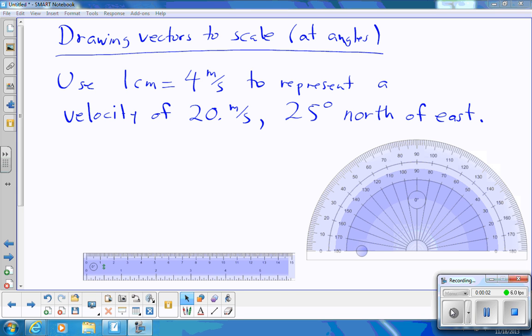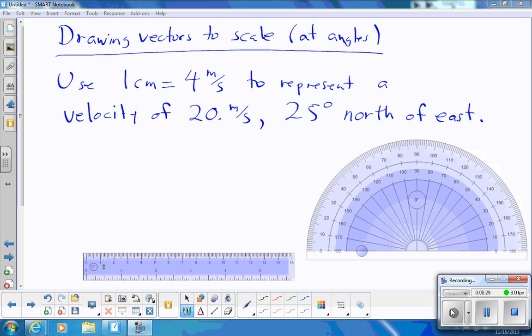Okay, we are now going to draw vectors to scale at angles. As you can see by the problem here, we're going to use a scale of 1 centimeter equals 4 meters per second to represent a velocity vector, which is 20 meters per second, and the direction is 25 degrees north of east. I would recommend that you pause the video, make sure you have a centimeter ruler and a protractor handy, and see if you can do this on your own, and then turn it back on, and we'll see how we do it.